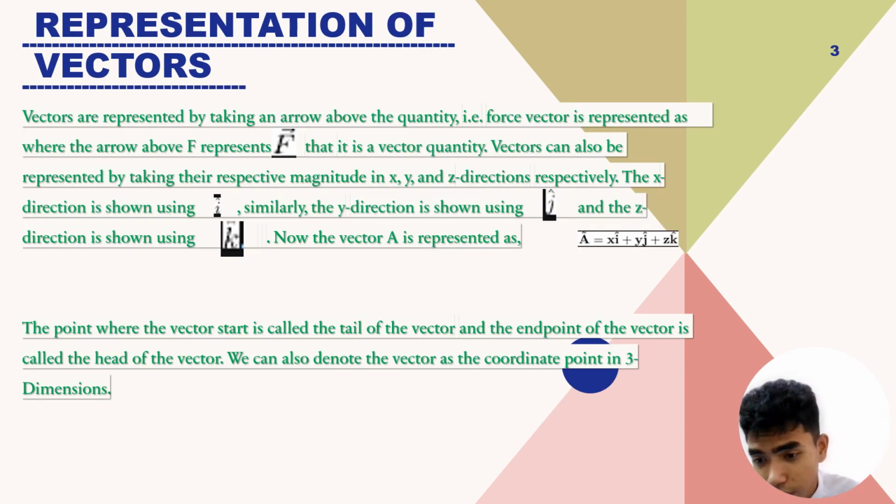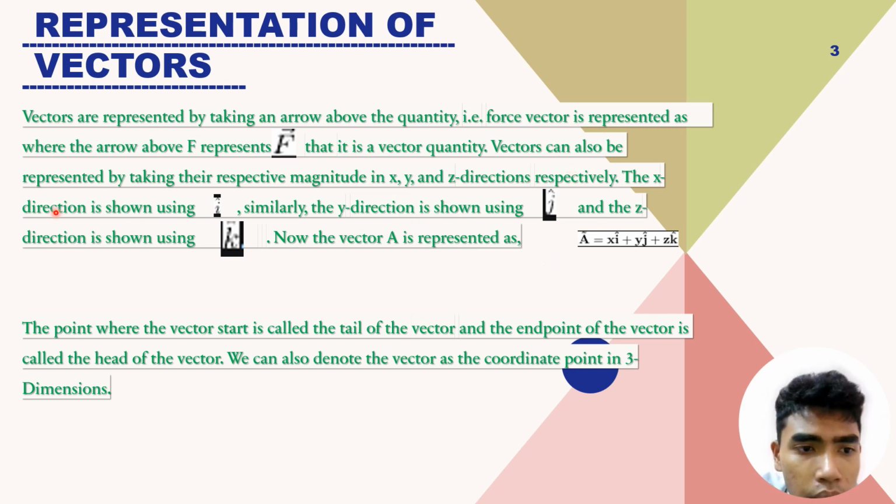We're going to continue to our third slide, which is the representation of vectors. Vectors are represented by putting an arrow above the quantity. For example, the force vector is represented as F with an arrow above it, like the image right here. I'm using a laser here to show the arrow, which is a vector quantity. The arrow above the F represents the force of an object that moves in a certain direction, showing how much force is needed for an object to move at that speed.